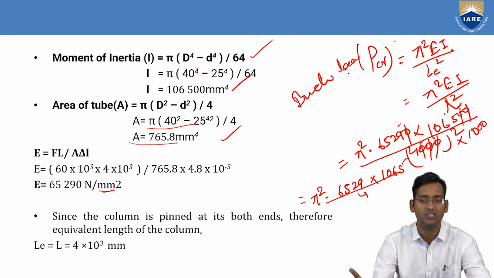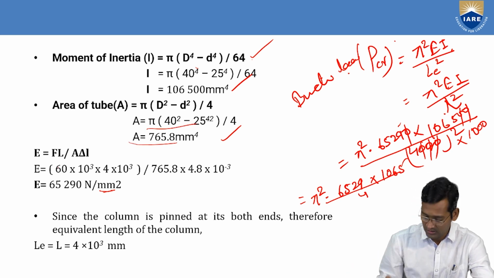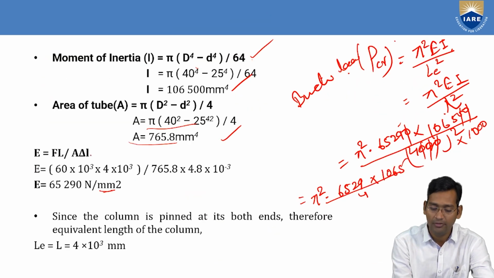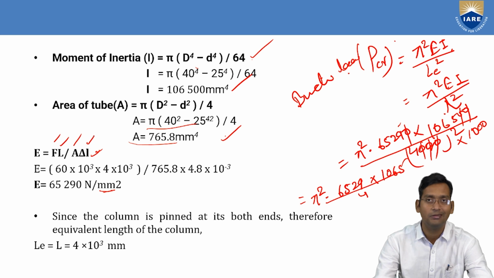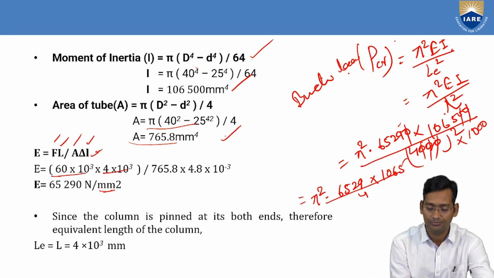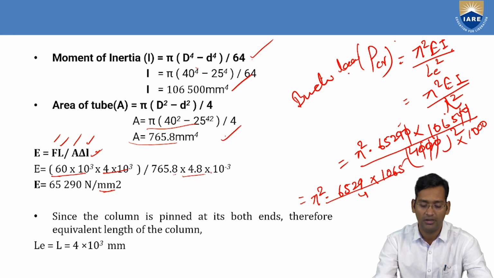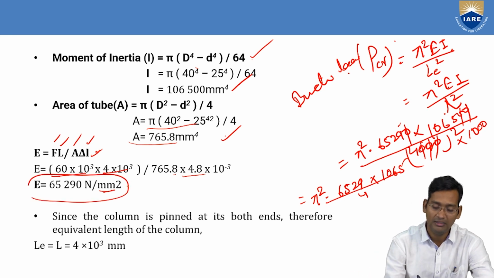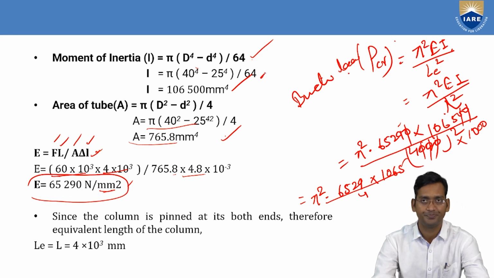Now we have everything, so first find E. Just now I showed you that E will be equal to FL by A delta L. Now you have everything: F you have, L you have, A is also here, and delta L is given. Just substitute the values: F, then L, then A, and the given delta L value. After substituting, what you will get? The value of E.